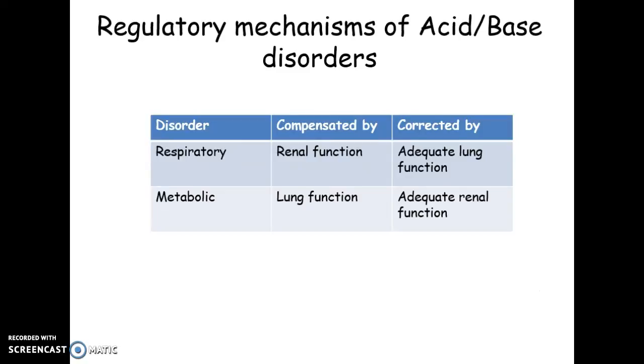Now, the issue between compensation and correction. All right, if the disorder is respiratory in nature, it doesn't matter if it's alkalosis or acidosis, it's generally going to be compensated by renal function, and it's going to be corrected by figuring out what the lung issue is and having adequate lung function. If it's a metabolic issue, acidosis or alkalosis, the lungs are going to try to compensate, and then it's going to be corrected by having adequate renal function restored.